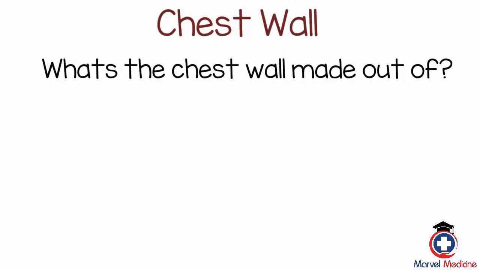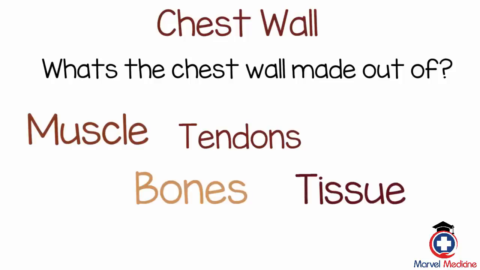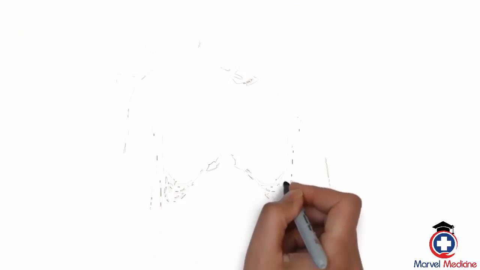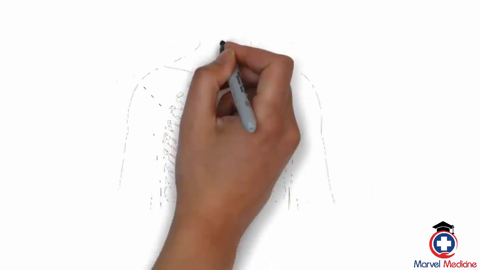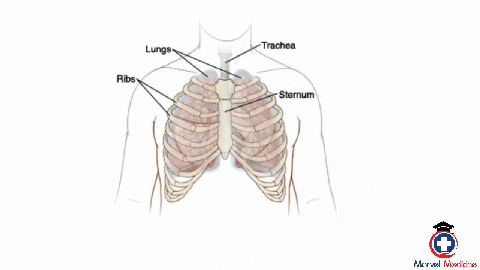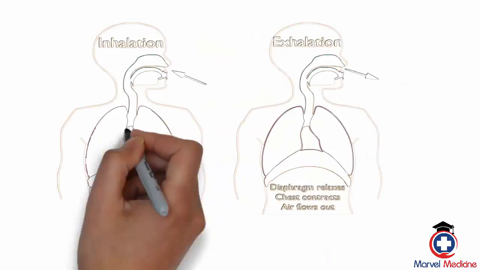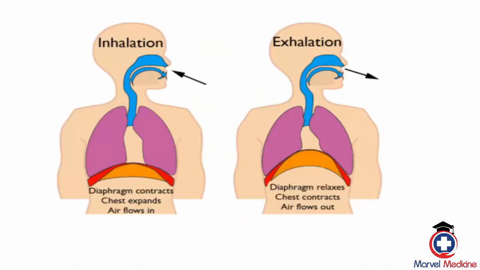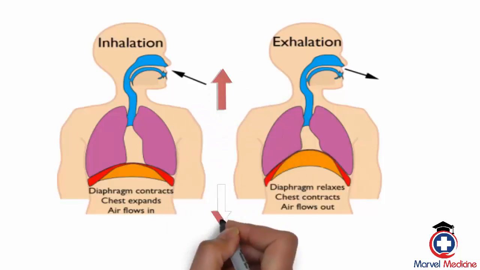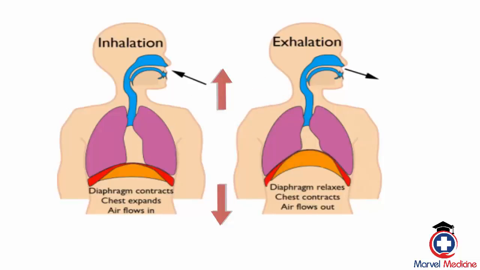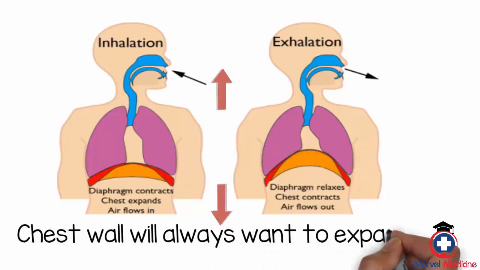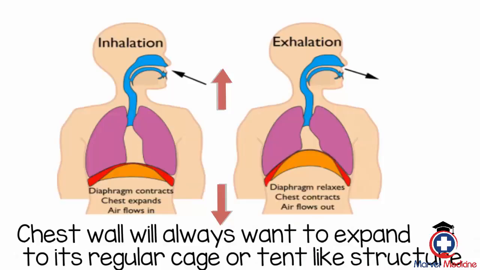Now, second is the chest wall. What's the chest wall made out of? Muscle, tendons, bones, tissue. The way I want you to think of the chest wall is a skeleton with little pulleys, which are muscles and tendons, and the way it's shaped is like a cage. The way the skeleton is shaped with its tendons and muscles makes it like a tent, upright. And when you push it, it wants to push back, kind of the opposite of the lung. The point is that the chest wall will always want to expand to its regular cage or tent-like structure.